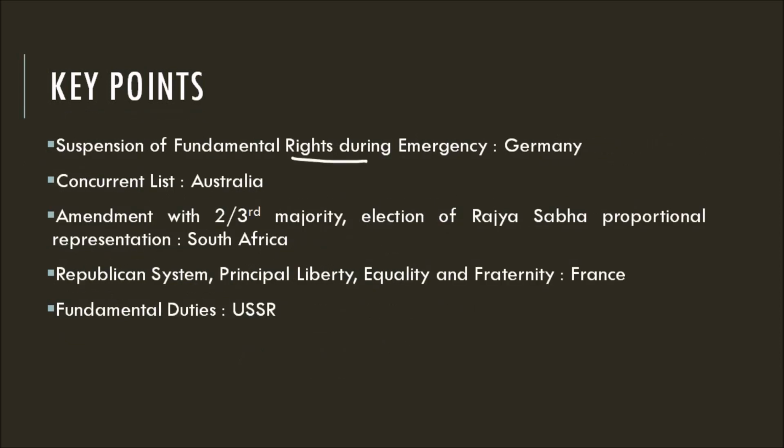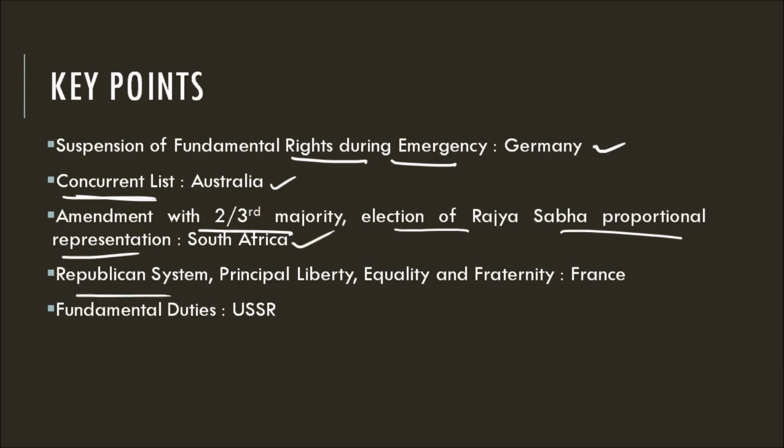Suspension of fundamental rights during emergency is taken from the Constitution of Germany. The concurrent list is taken from the Constitution of Australia. Amendment with 2/3 majority and election of Rajya Sabha members by proportional representation are taken from the Constitution of South Africa. A republican system, principle of liberty, equality and fraternity are taken from the Constitution of France. And the fundamental duties are taken from the Constitution of former USSR.